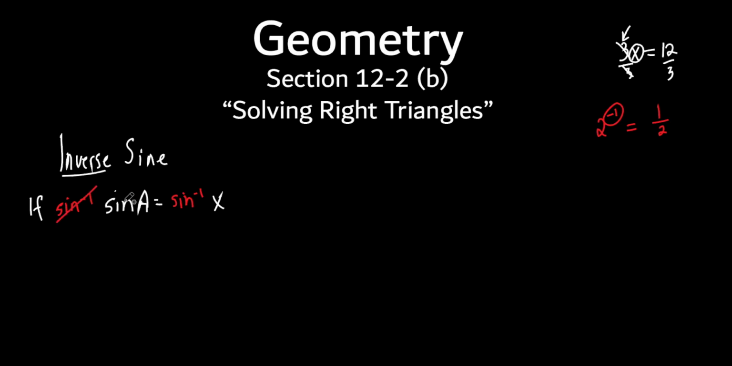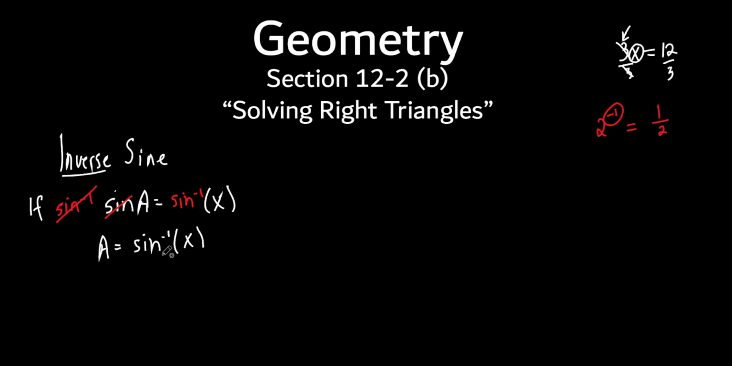So watch. That will cancel with that. So what am I left with then? If that inverse sine and sine cancel each other out, what am I left with? A equals the inverse sine of x. A lot of times we'll put it in parentheses, so let's do that.